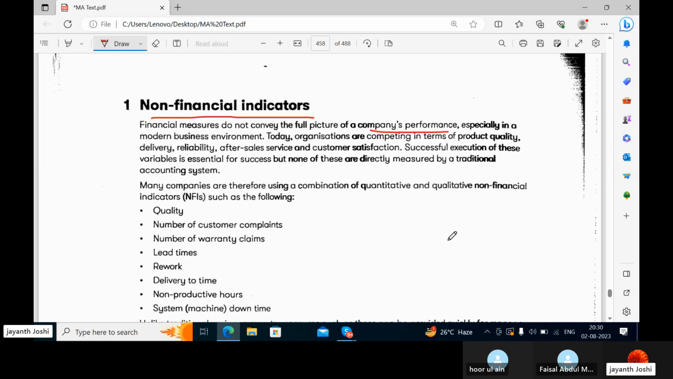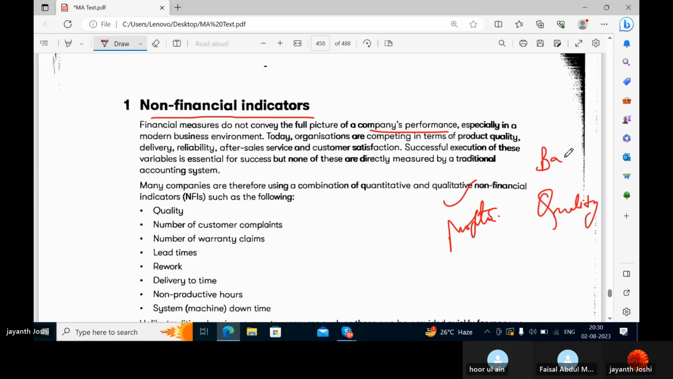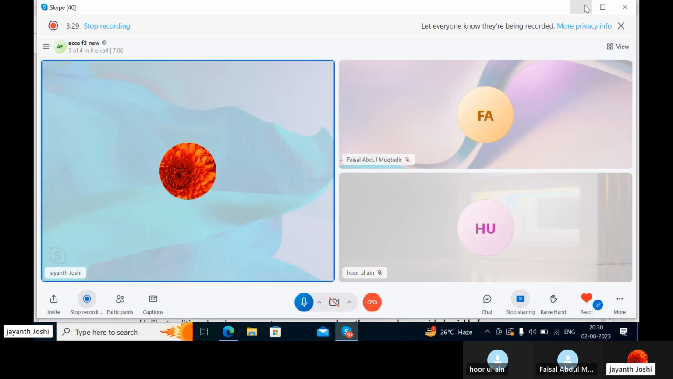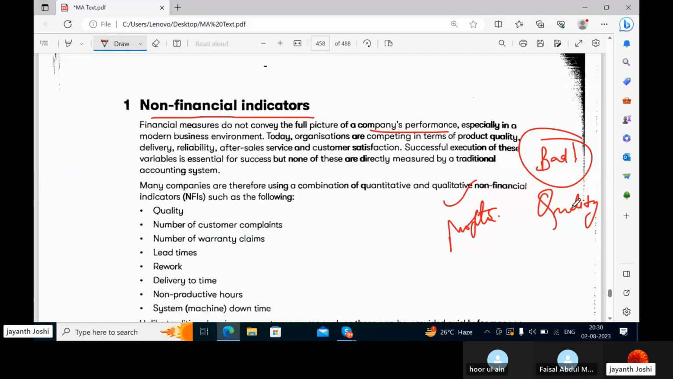Suppose I say the company is earning profits, it is good, but it is compromising with quality. Do you think it is good or bad? It is bad. Am I right or wrong? Do you think a company should compromise with the quality of a product?